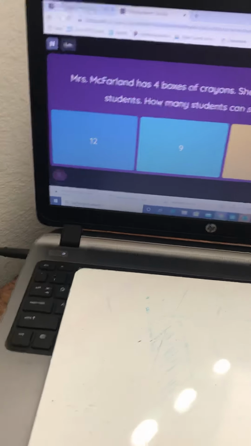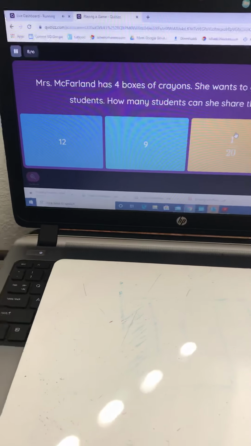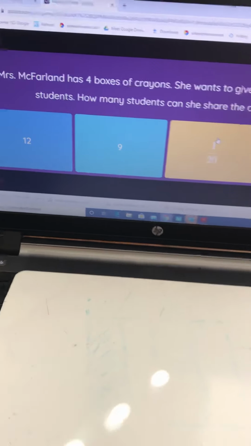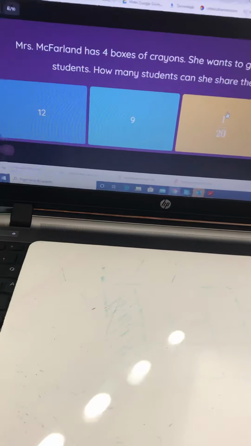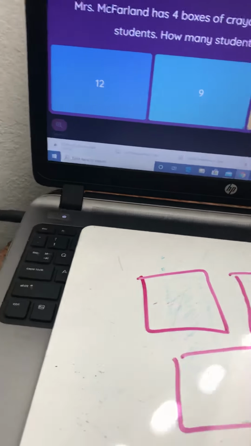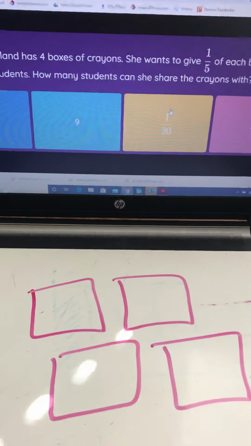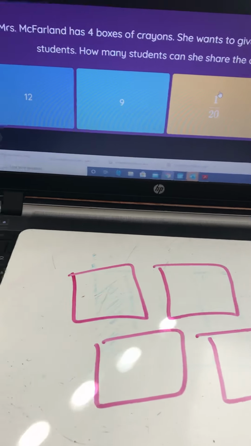Number 8, Mrs. McFarland has 4 boxes of crayons. She wants to divide 1/5 of each box to her students. How many students can she share the crayons with? So I'm going to draw 4 boxes. And I'm going to divide each box into fifths.